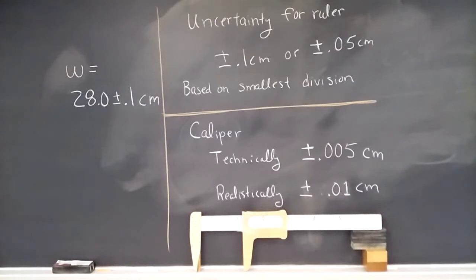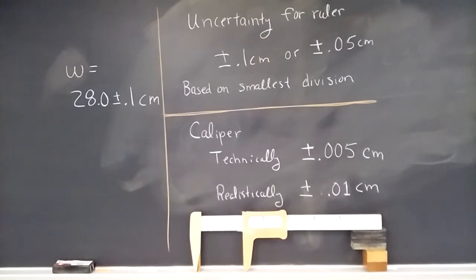The 0.05 comes from if you thought you could read it to half of a small division. If it was a really nice measurement where everything was real square and lined up really well, then maybe you could do that. But most of the time we say 0.1 just to be safe, though you could use 0.05 sometimes. All right, so that's based on the smallest division.